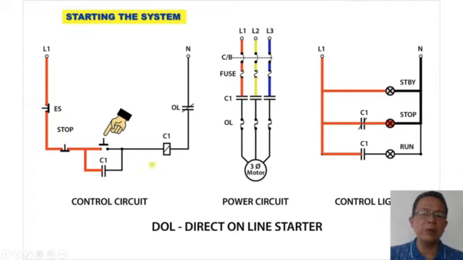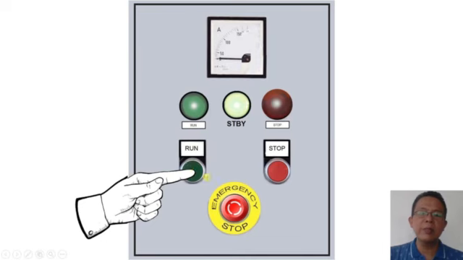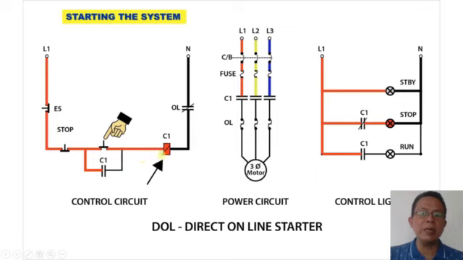We are now going to push the button to start the system. By pushing the start button run, we close the contact. We let the current pass through to energize contactor coil C1. Since contactor coil C1 energizes, we close the main contact, which is normally open. From normally closed, we open the contact here, and from normally open, we close the contact here. That is why it switches the pilot light from stop to run. Since the main contact is now closed, the current passes through to the load, the three-phase motor, and it runs.